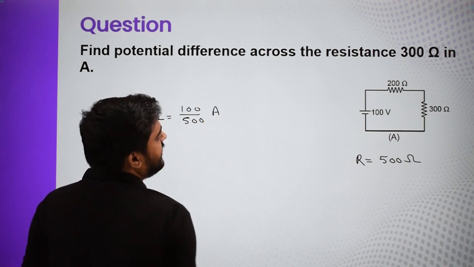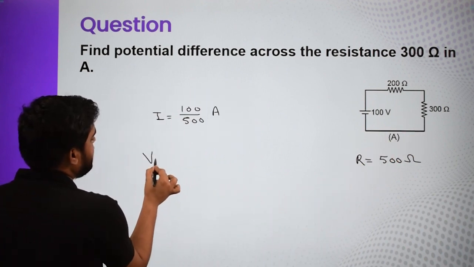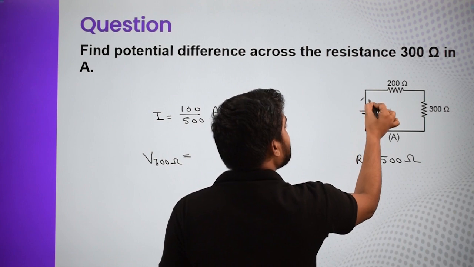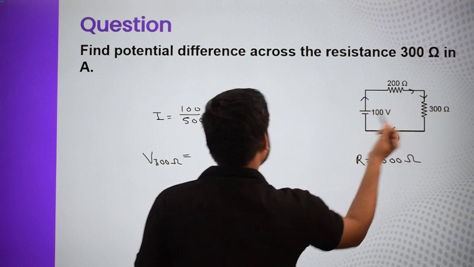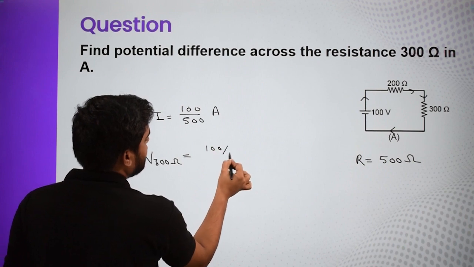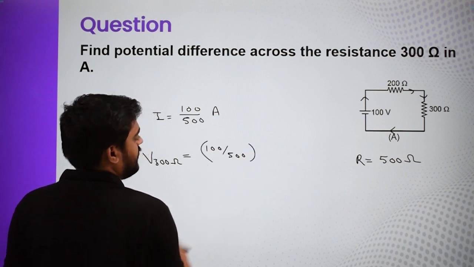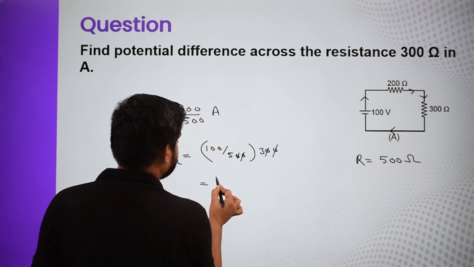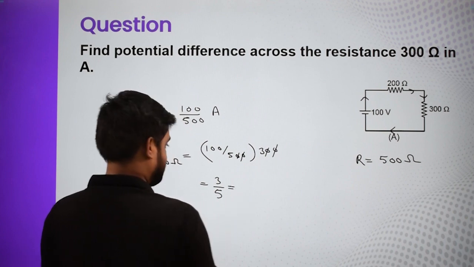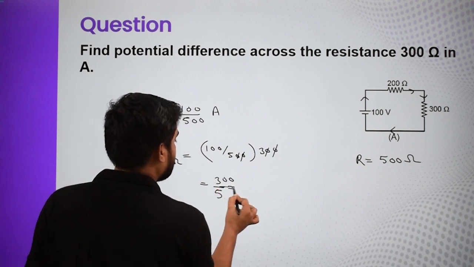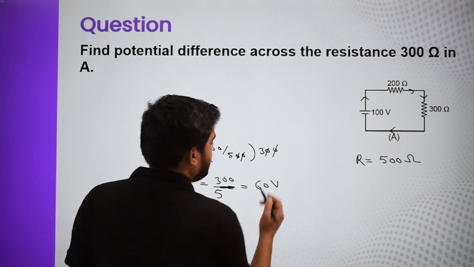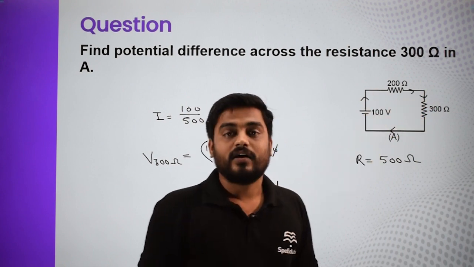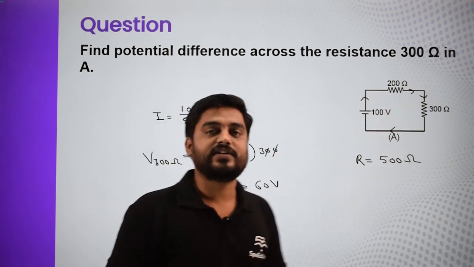So this is the value of current, and again the potential difference across 300 ohm is nothing but the current in that 300 ohm, which is the same as the current. So the same amount of current is passing through the entire thing. So current into R, and what is the resistance? 300. So now I can simply solve like this, and the answer is going to be 3 by 5, that is 300 by 5, that is 60 volt. So basically out of this 100 volt, 60 volt is the potential difference across 300, and the rest of the 40 volt is the potential difference across that 200 ohm.